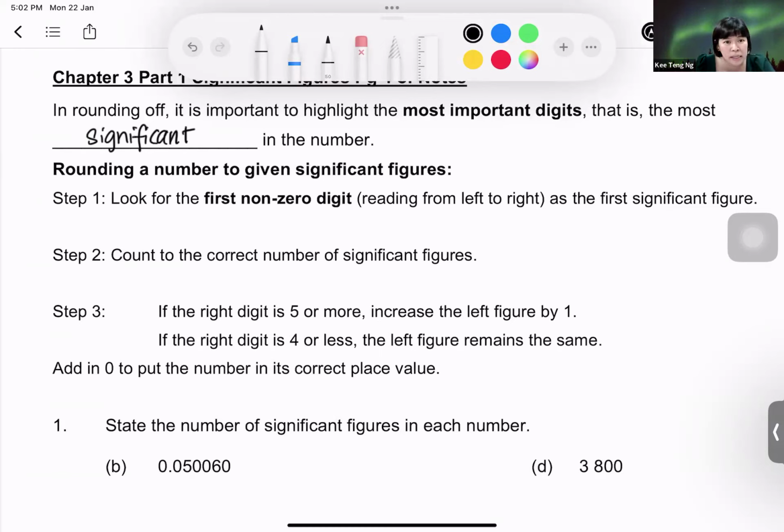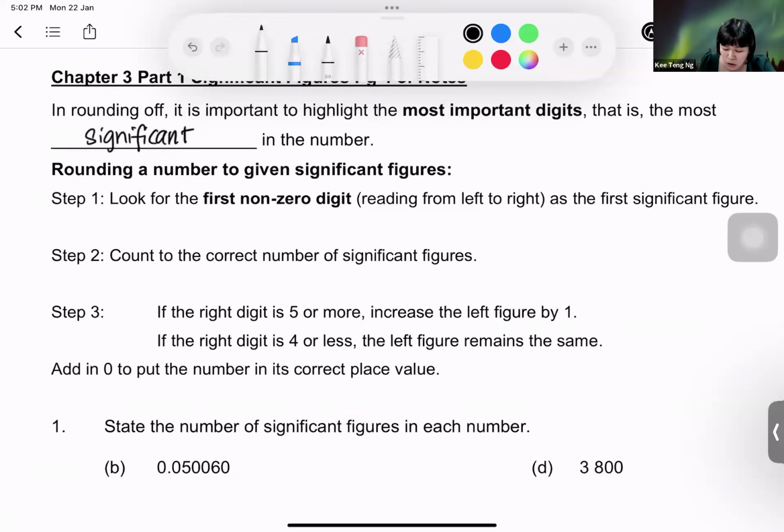Right? So what exactly is a significant figure? In this part of the chapter, we'll be looking at how we are going to round off certain numbers to a fixed given significant figures. Usually we always start counting from left to right, and we must look for the first non-zero digit. That will be the first significant figure, and after that, all the digits, including zero, will be considered as significant. So what does this actually mean?